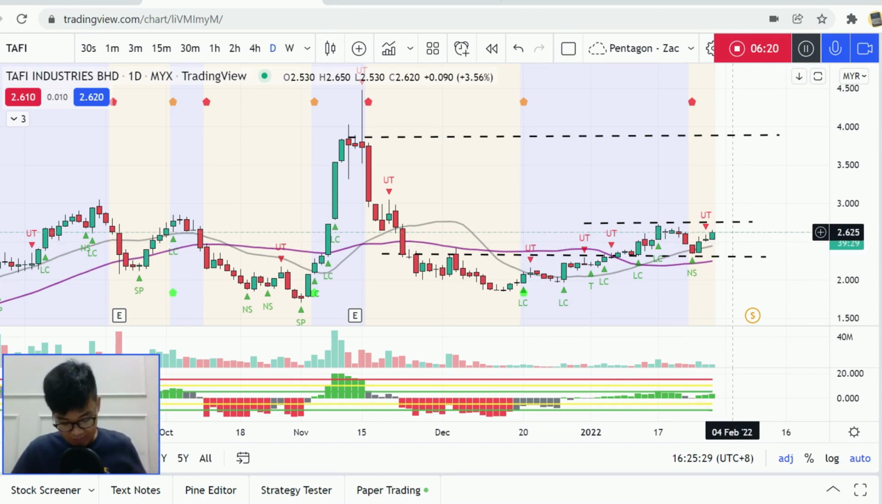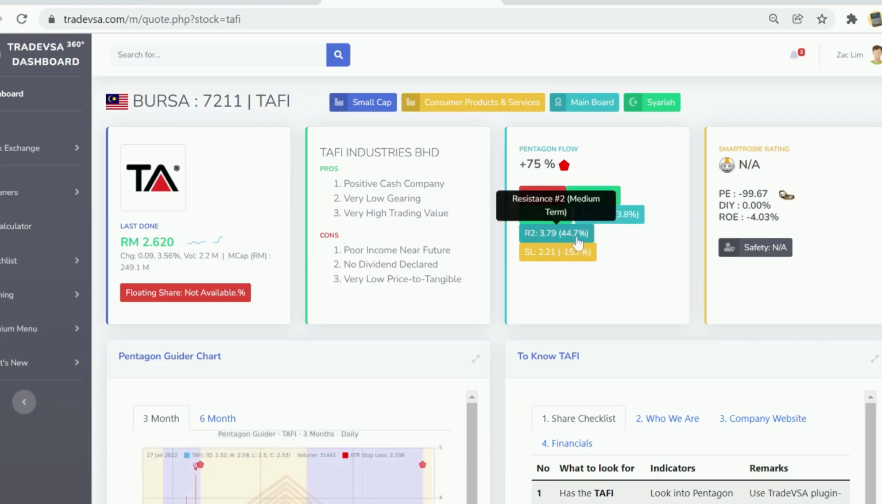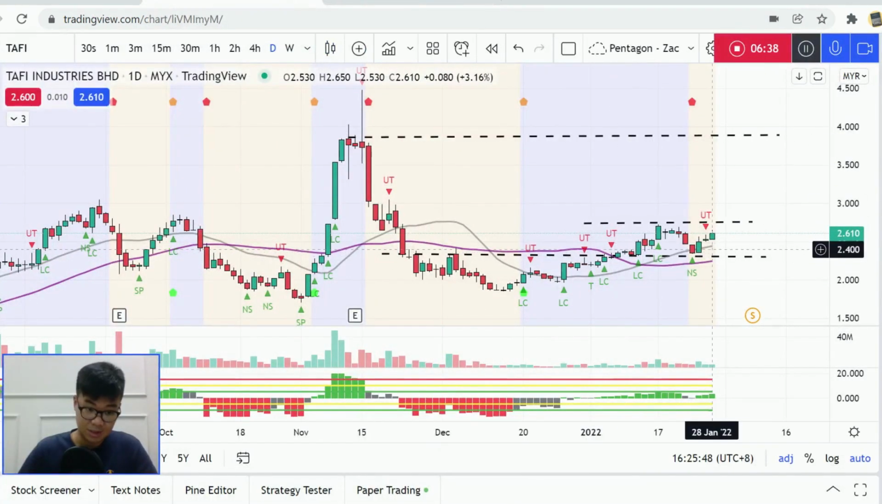So anyway, this is just two of the NS counters that I would like to cover for today's session. You can look at the NS screeners going back a few days, not necessarily just 1 day or 2 days. You can go back to the past 3 or 4 days to look for which stocks are holding up above the support level and provide you a very nice risk reward.